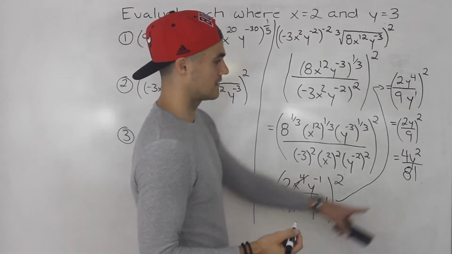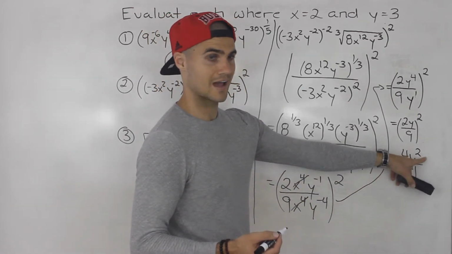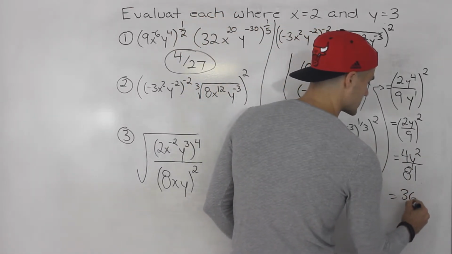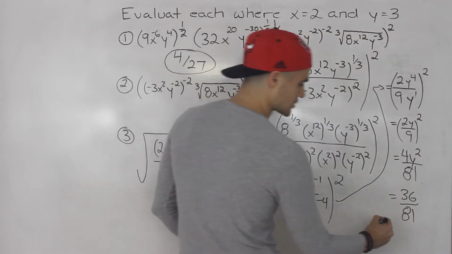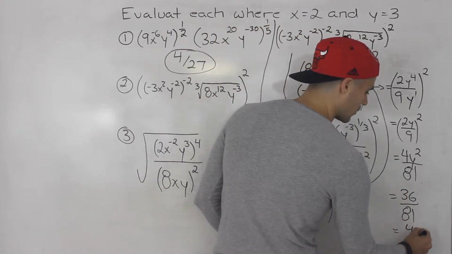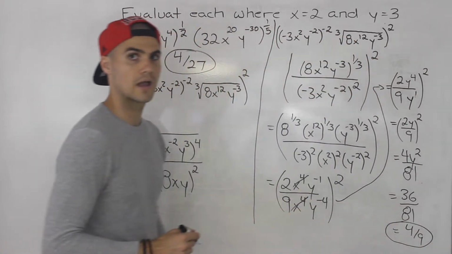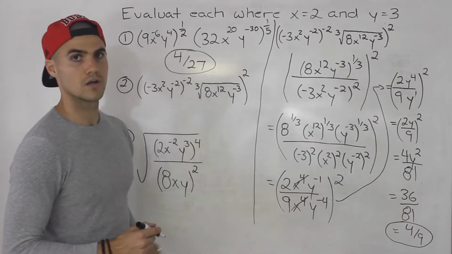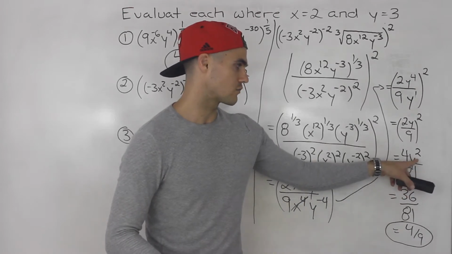And now let's plug in that y value of 3. So 3 to the power of 2 is 9 times 4 is 36. So we'll end up with 36 over 81. And that is actually going to simplify to 4 over 9. Right? We could divide the numerator and the denominator by 9. So 4 over 9 is the answer to number 2. Simplified it first, and then plugged in that y value of 3 at this point.